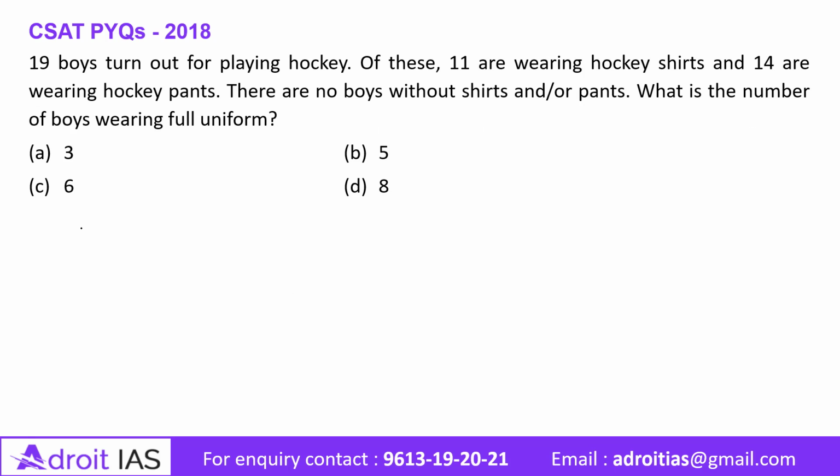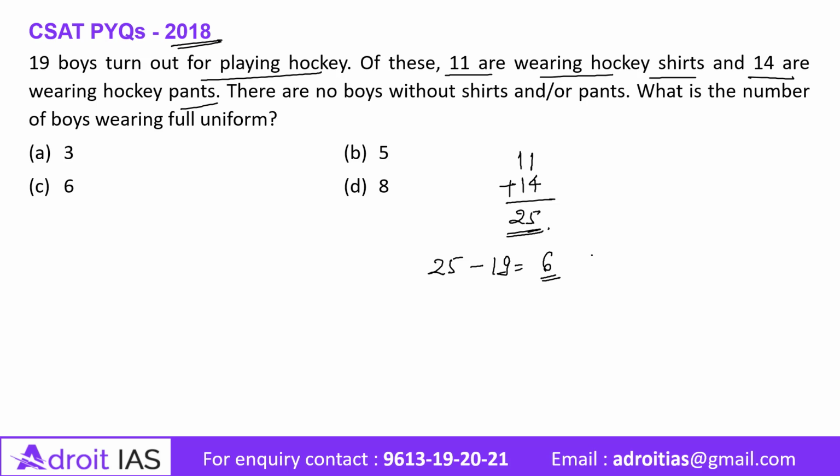Okay. The next question is from the 2018 question paper. The question says 19 boys turned out for playing hockey. Out of these, 11 are wearing hockey shirts and 14 are wearing hockey pants. Okay, so 11 are wearing hockey shirts, 14 are wearing hockey pants. This becomes 25, right? But total, how many students are there? Total is 19. So just subtract 19 from this number. So 6. 6 are wearing both. 6 are wearing both, right?